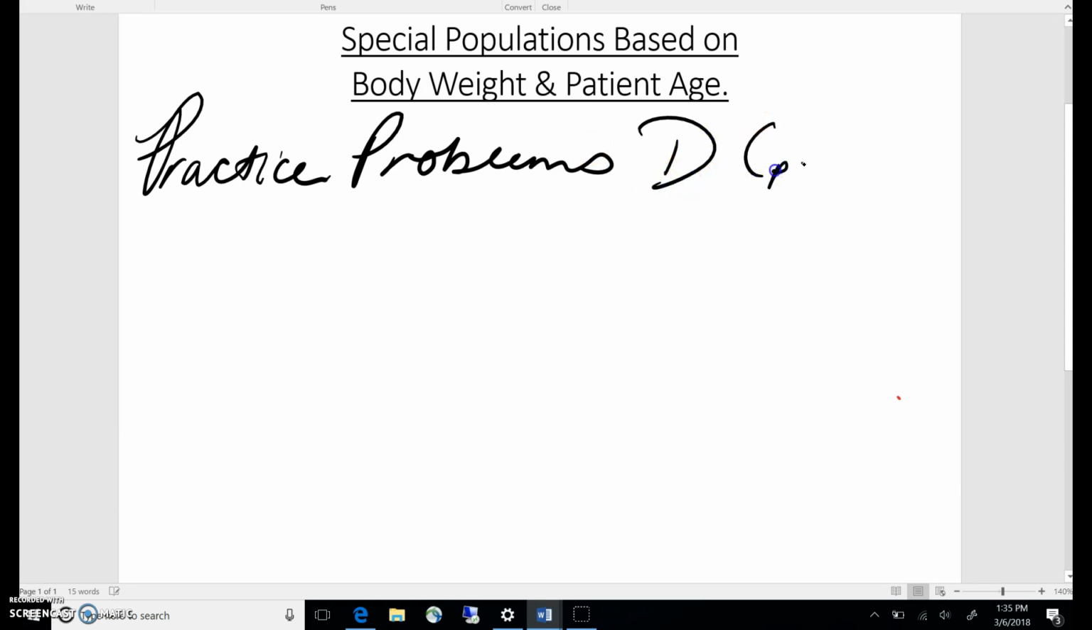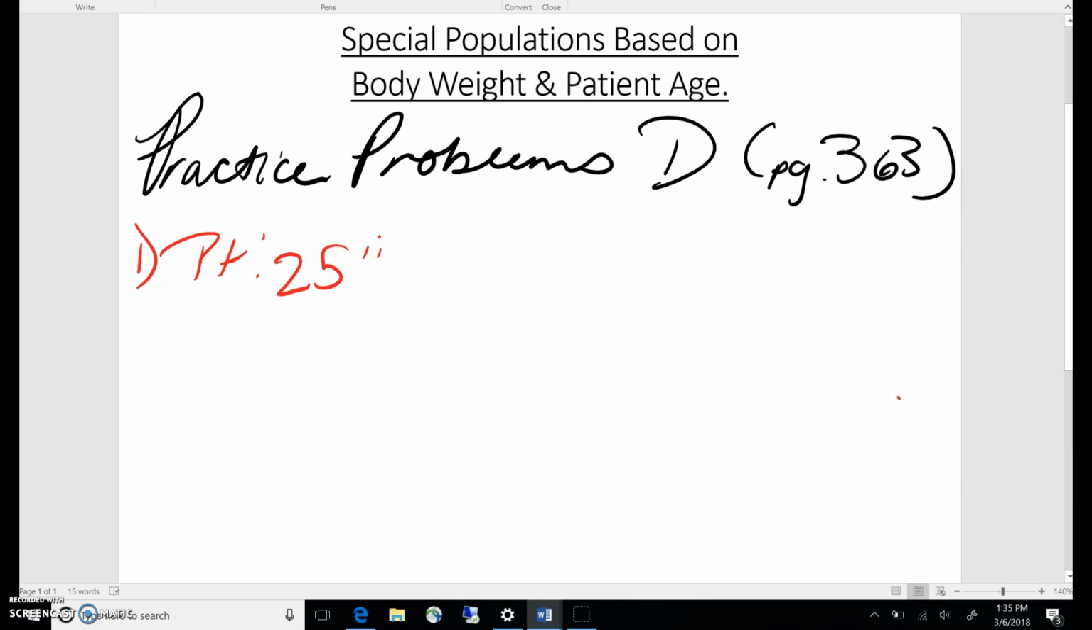So for practice problems D, starting on page 363, let's look at number 1. And it tells you that a child, I'm pulling out the information as I'm reading, is 25 inches tall and weighs 15 pounds. The physician orders, so I'm going to put RX, Lanoxin daily.